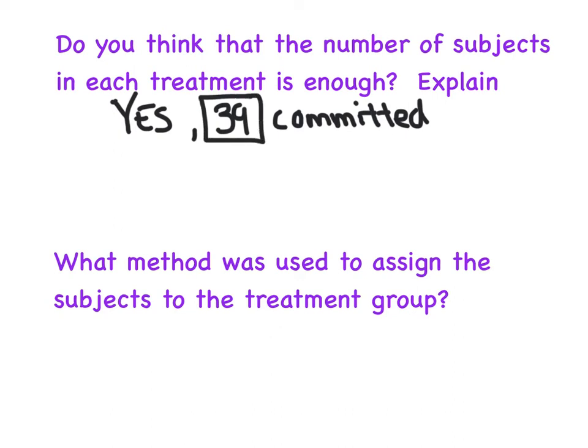Whereas if you had 4 or 5, maybe you could chalk it up to chance and some rare things. But if 39 athletes all show improvements in a certain category, then you can say with confidence that it really did work.